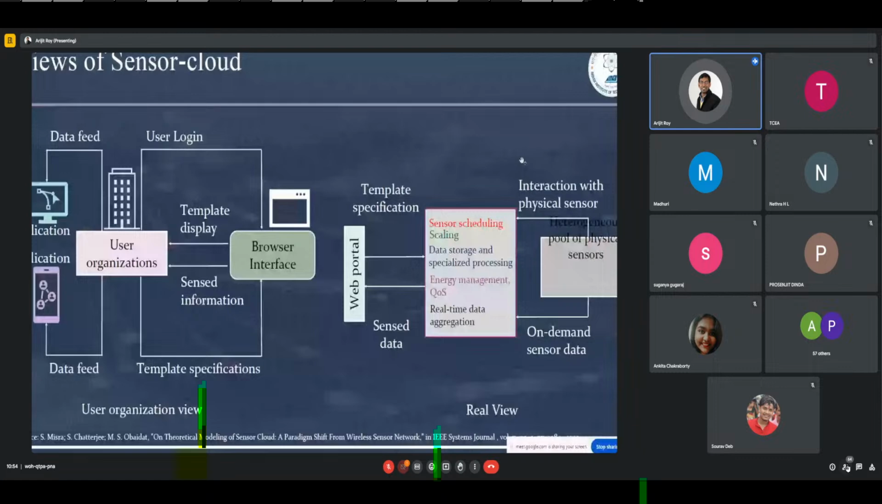So if you see the sensor cloud, this is the organizational view of the sensor cloud. Here you can see the users are from an organization. It is pretty simple: you have a list of services, you select one, you get the service, and you pay the money. But in the real view, it is much more complex, because you have to be concerned about internal issues like sensor scheduling, scaling up, scaling down, then data storage, specialized processing, energy management, QoS, all these different things.